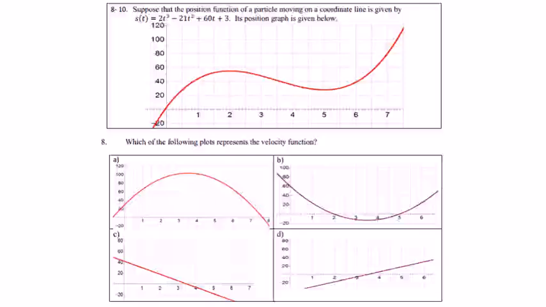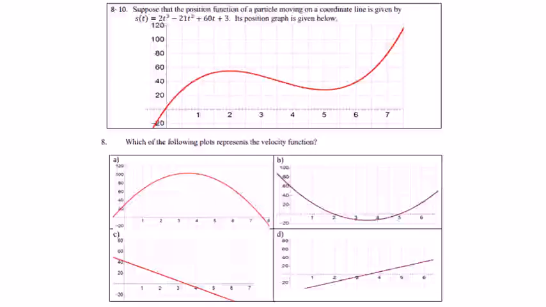Hey guys, so we decided to do number 8 on the test, which says, suppose that the position function of a particle moving on a coordinate line is given by s of t equals 2t to the third power minus 21t squared plus 60t plus 3. Its position graph is given below. So they were kind enough to give us both the position function and the graph.